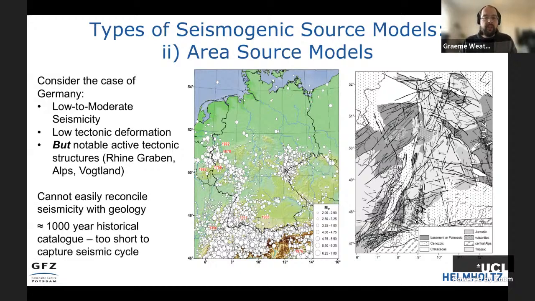And if we try and compare the seismicity with maps of geology, so structural geology, it's quite hard to reconcile the two. It's hard to easily attribute the seismicity to particular structures, except maybe in those most active areas in the Rhine Graben or southern Germany. And in terms of being guided just by the seismicity, we have really about a 1,000-year historical catalogue, with very little information prior to, say, 1500 or 1600. So this is really too short to capture the very long-term seismic cycle that's clearly taking place in Germany.